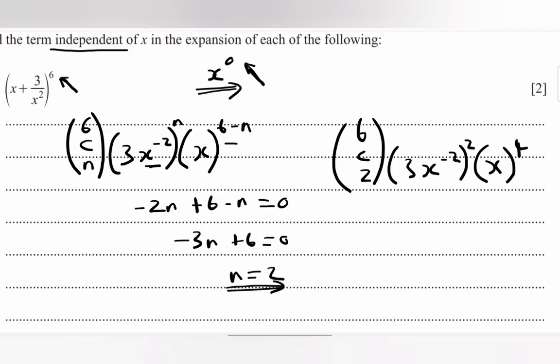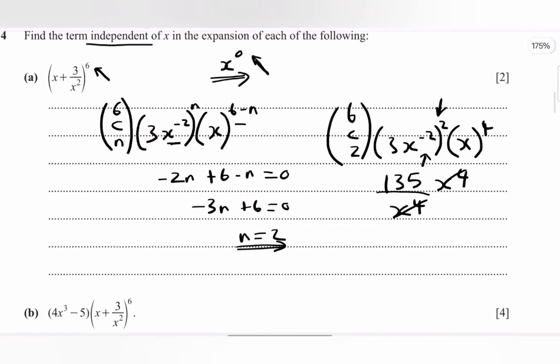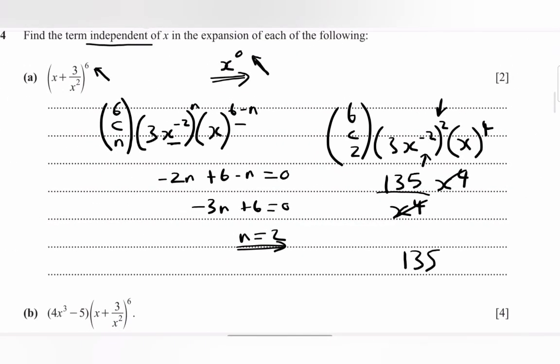So 6 choose 2, it's 15 times 3 squared, that's our 9. So we get 135. And if we want to show how we get x to the power 0, this will be x to the power 4 according to this, and this is x to the power 4 in the numerator, and the 2 will cancel out. So the term independent of x is 135.